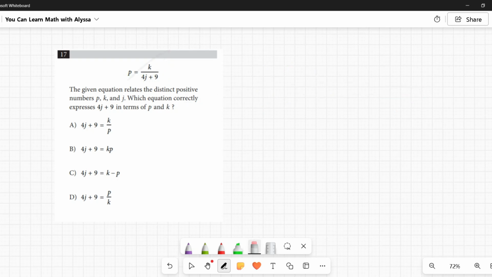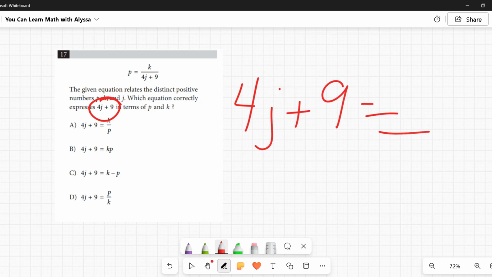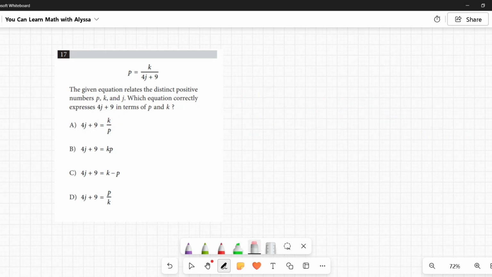This one's a little different. They're not picking a single constant that they want on the left. They're saying they want 4J plus 9 on the left and everything else on the right. So we need to manipulate things using our algebraic knowledge so that 4J plus 9 is by itself, and P and K and any other constants, if they happen to be in that particular problem, will need to be on the right. That's how you're going to do it.